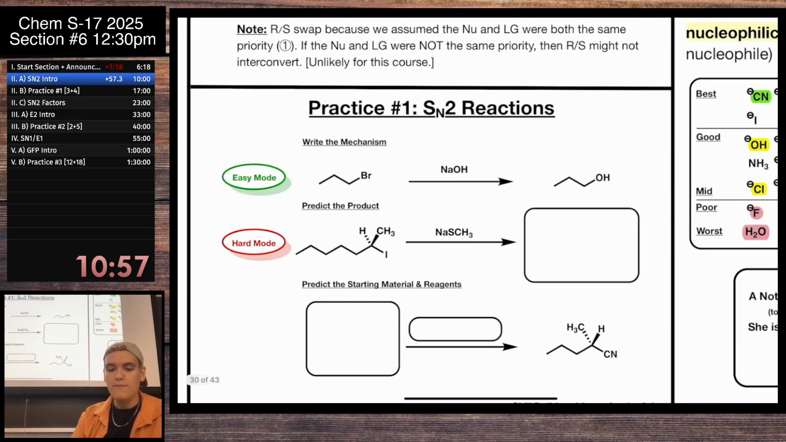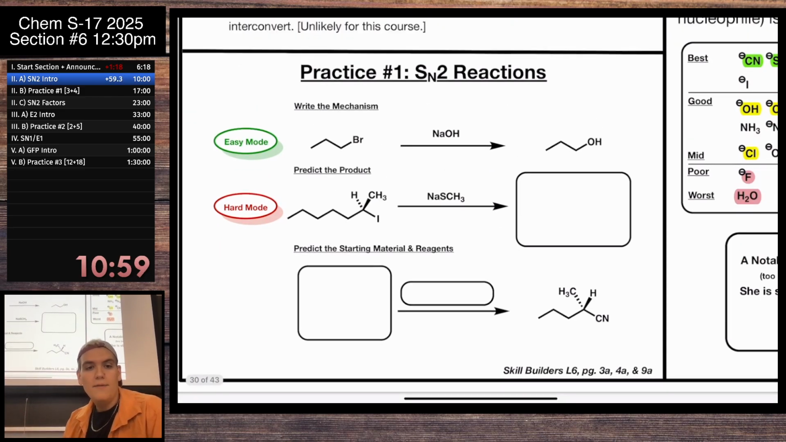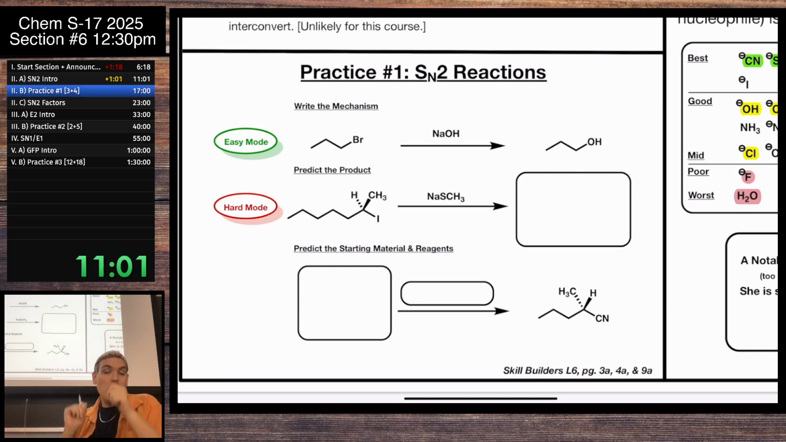Okay, so practice number 1. 3 parts here. The first part should take all of 5 seconds. It is writing the mechanism for an SN1, or sorry, SN2.